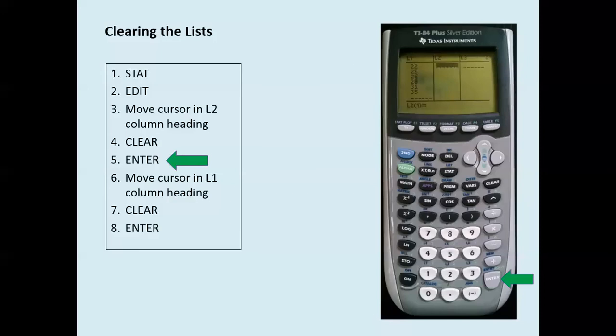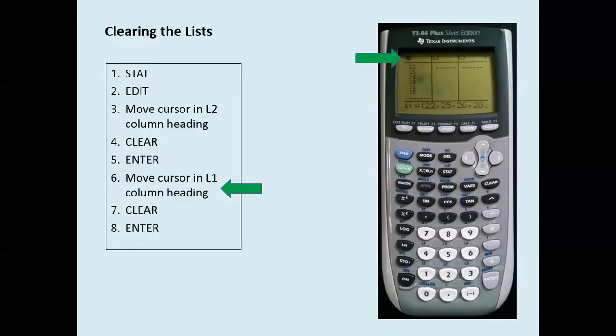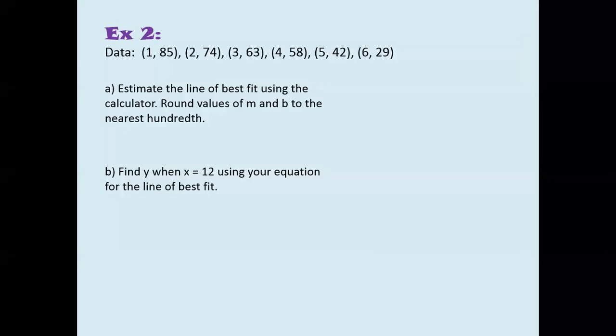And then you're going to use your cursor to move over and up into list 1 to the column heading where it says list 1, and at that point then you're going to press clear and enter as well, and that will clear out all your lists.